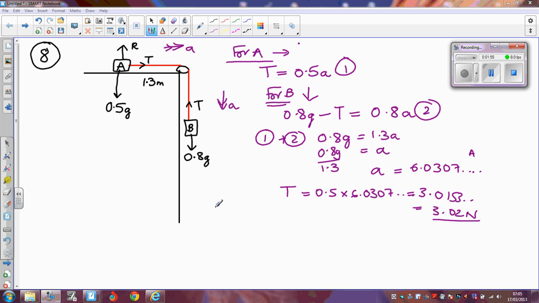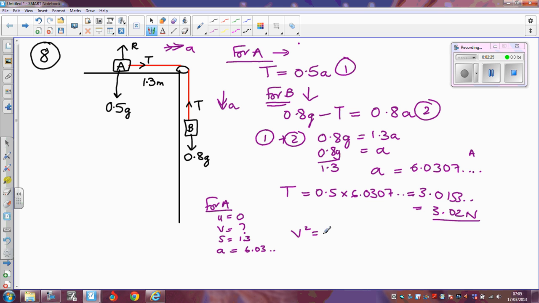Now, we're asked to find the speed of A immediately before it reaches the pulley, in other words when it's travelled 1.3 metres. Because I know the acceleration is this constant 6.0307, I can just use the SUVAT equations. For A, it's released from rest, so u is 0, v is what we're trying to find, the displacement is 1.3 metres, and the acceleration is that 6.03. So I need v squared equals u squared plus 2as.